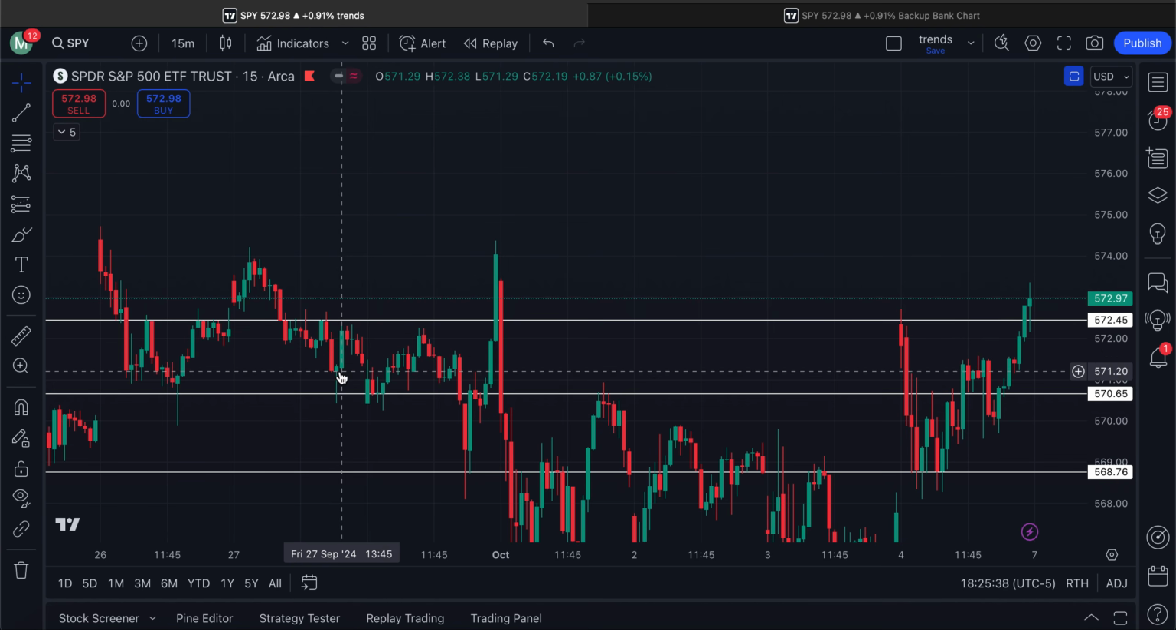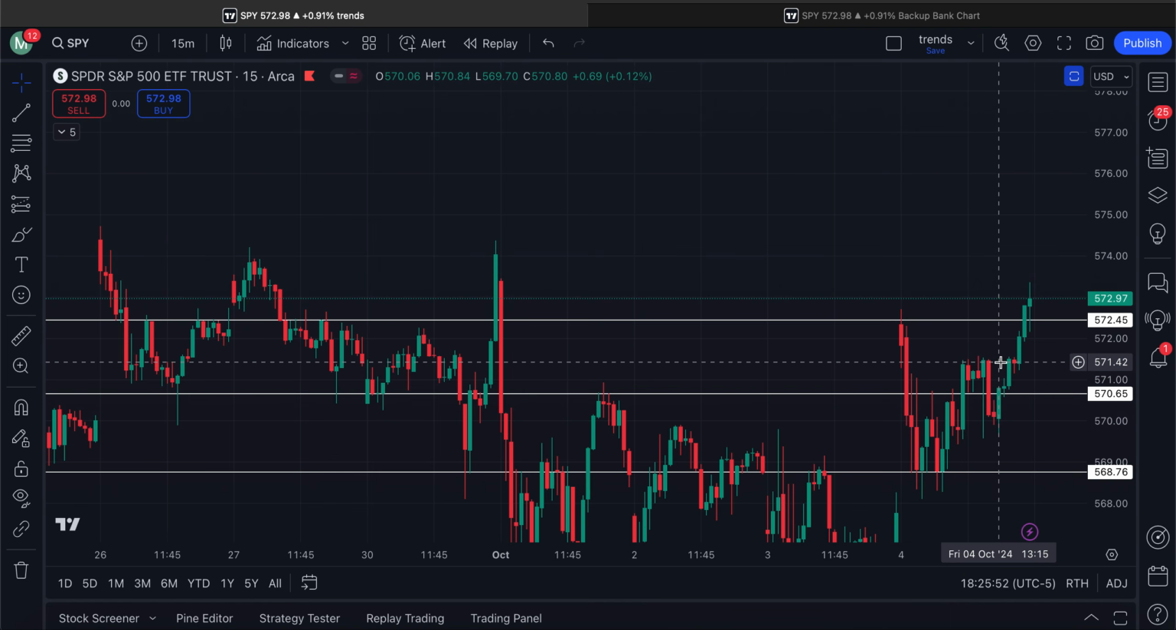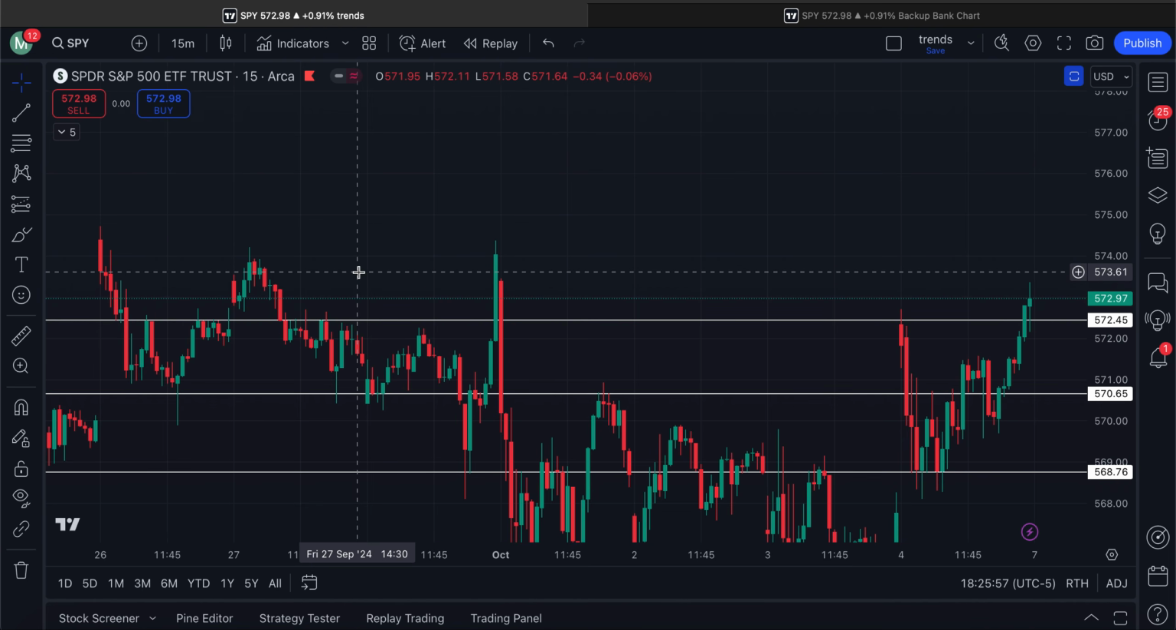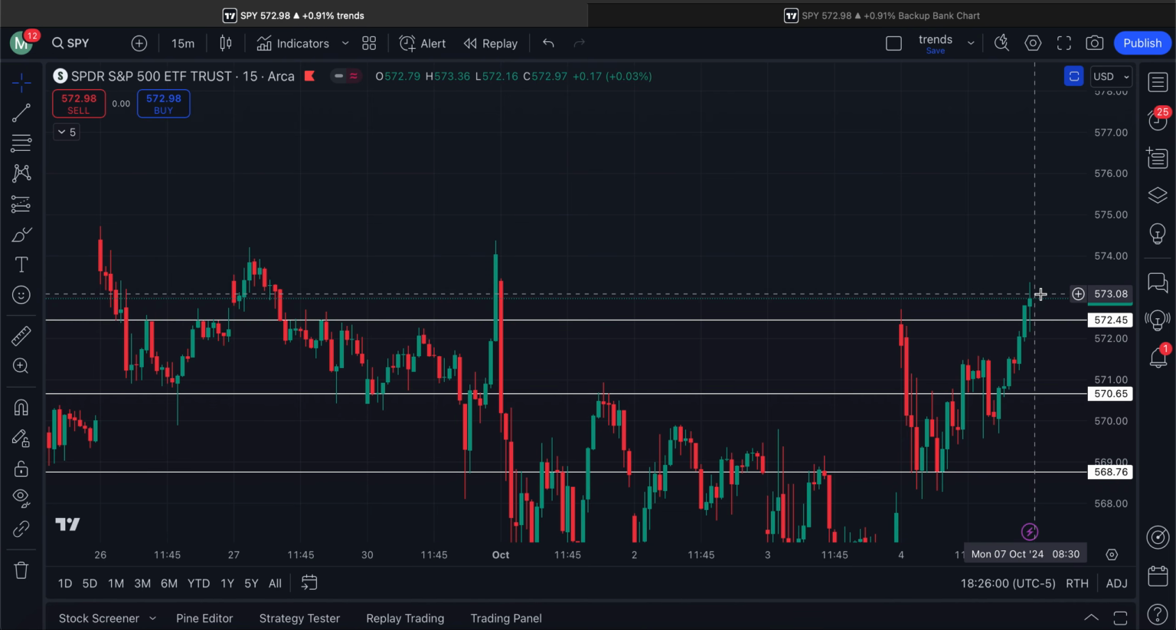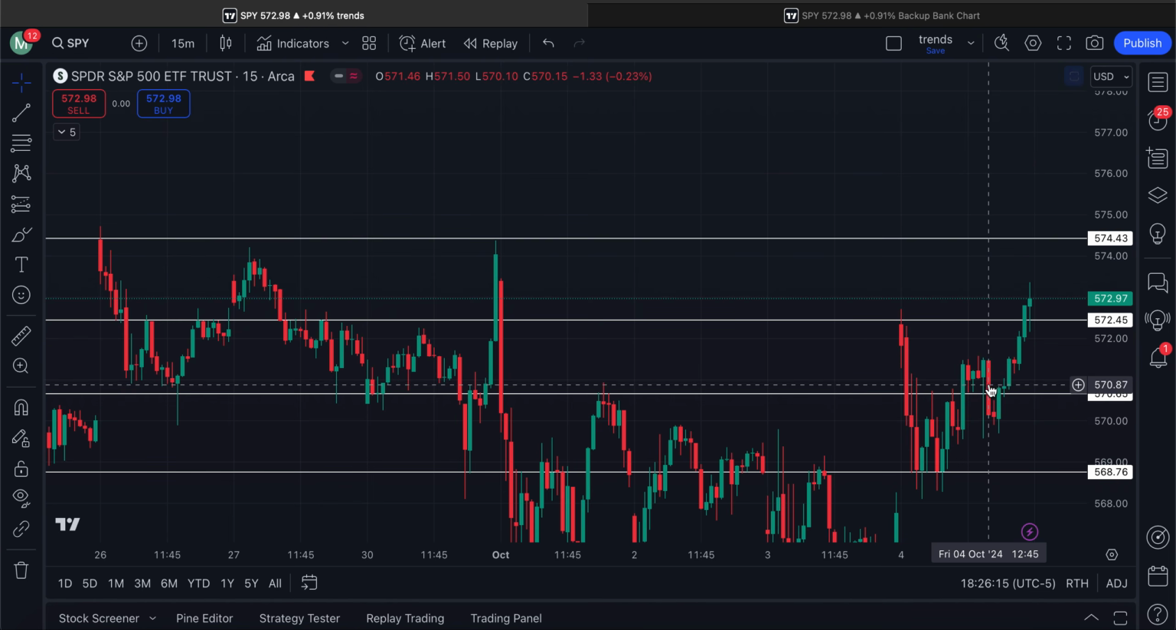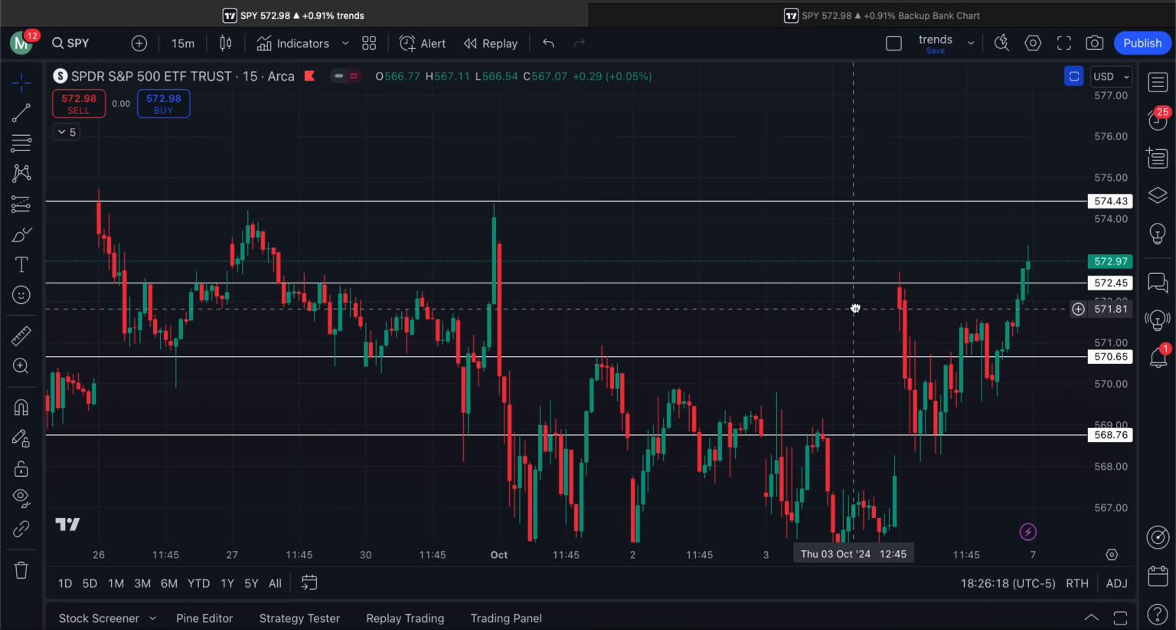Over here, can't close above it. Sees the downside. Still can't close above it. Pushes back towards the downside, but at end of the day, right here holds above it. Sees the upside. Holds above it. Tries to see the upside, but doesn't till some volume came in. And then from 572.45 to 574.43.